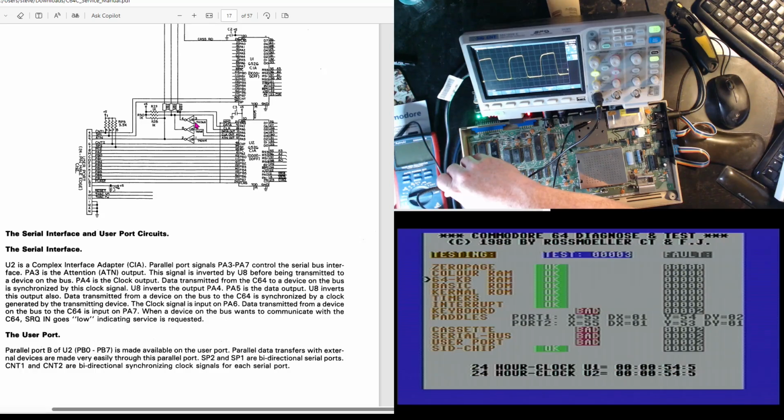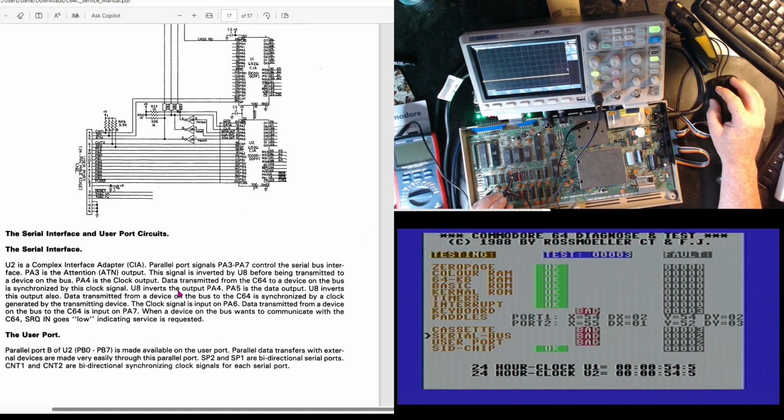Okay, so let's go through. We're doing test number 3. Okay, so where were we? So whilst this is doing this, the clock signal is on PA6. Okay, so there's a clock which is on 8, which is on CIA2. Okay, that's hung there. Let's just leave that for a second.